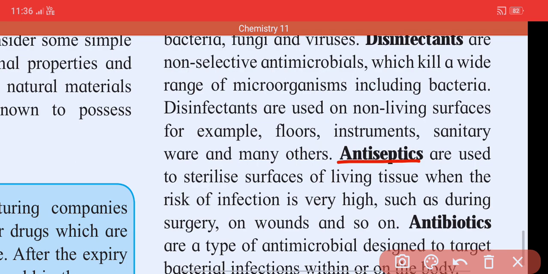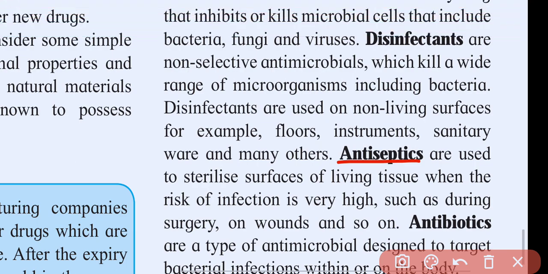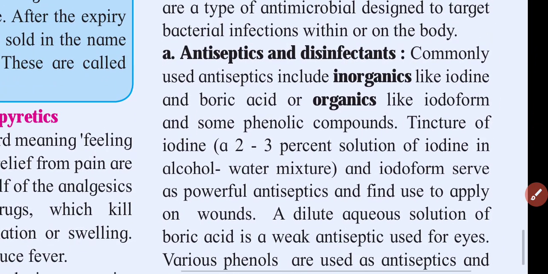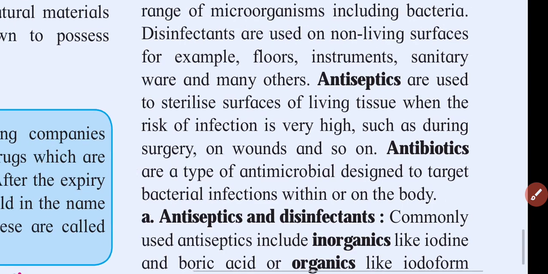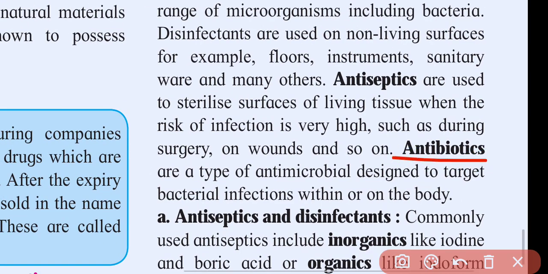Second, antiseptic. Antiseptics are used to sterilize surfaces of living tissue when the risk of infection is very high, such as during surgery or on wounds. Now third category, antibiotics. Antibiotics are a type of antimicrobial designed to target bacterial infections within or on the body.